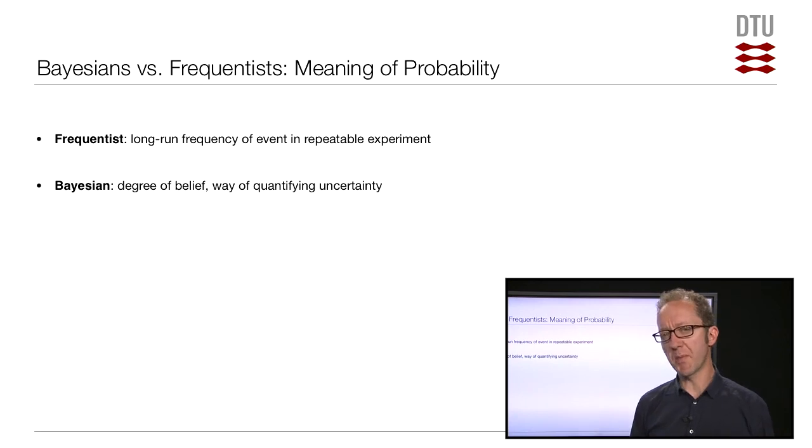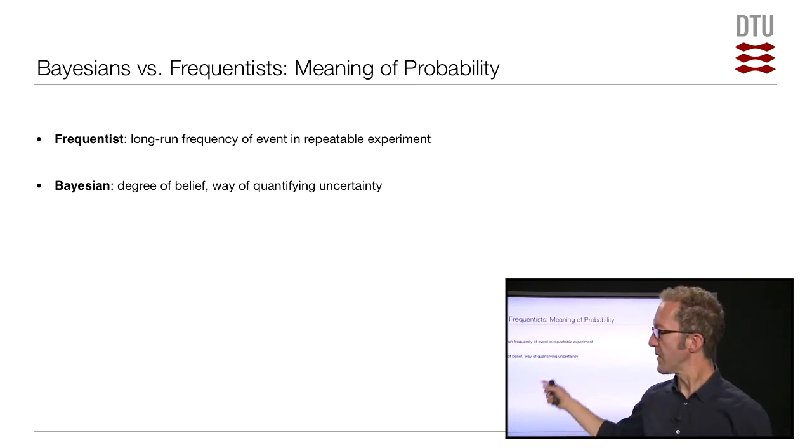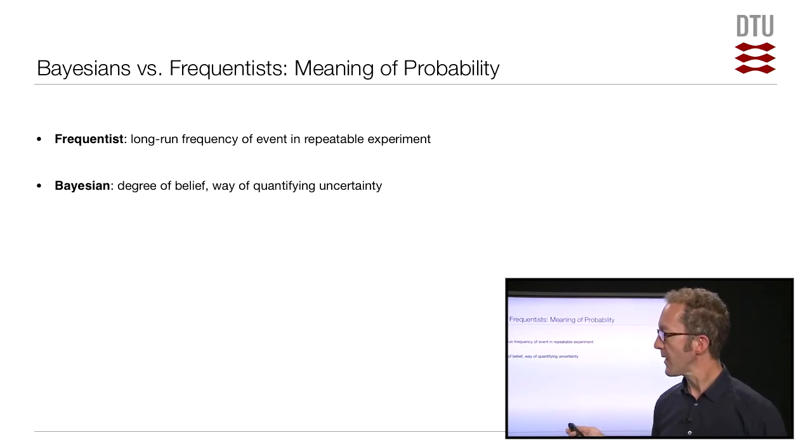There's no easy interpretation in terms of frequencies there. There is only one tomorrow, so we're expressing our uncertainty about that in a Bayesian manner here.